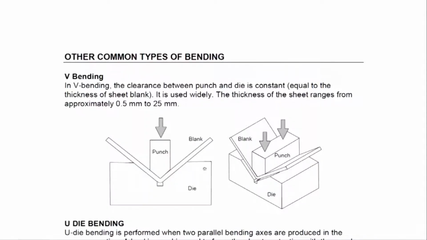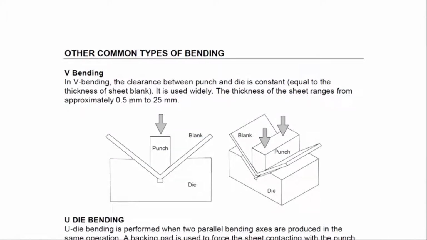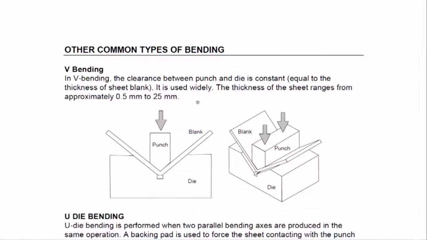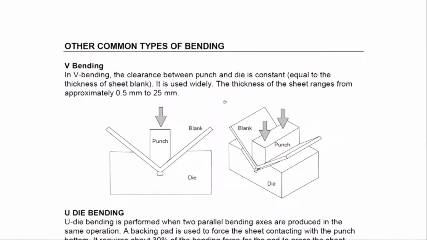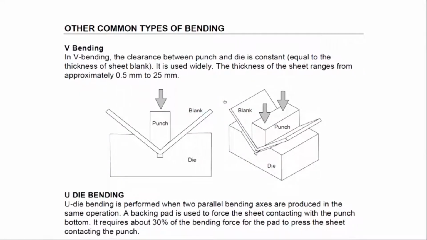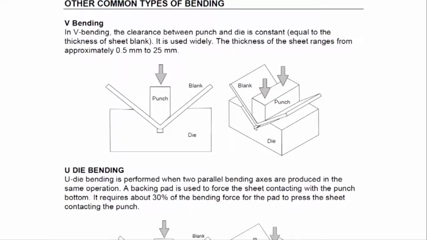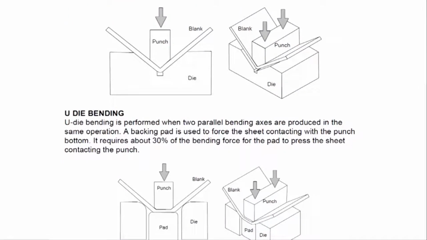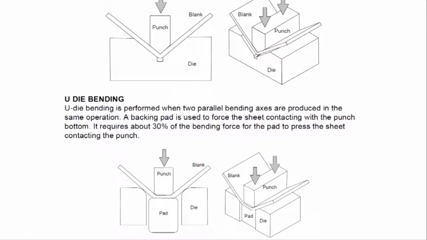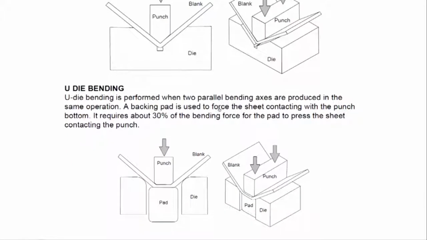Now coming back to my notes. In V bending, the clearance between punch and die is constant, equal to the thickness of the sheet blank. It is used widely. Sheet ranges from 0.5 mm to 25 mm. Tough, really tough. And then you see here things like that hat section which I showed you.